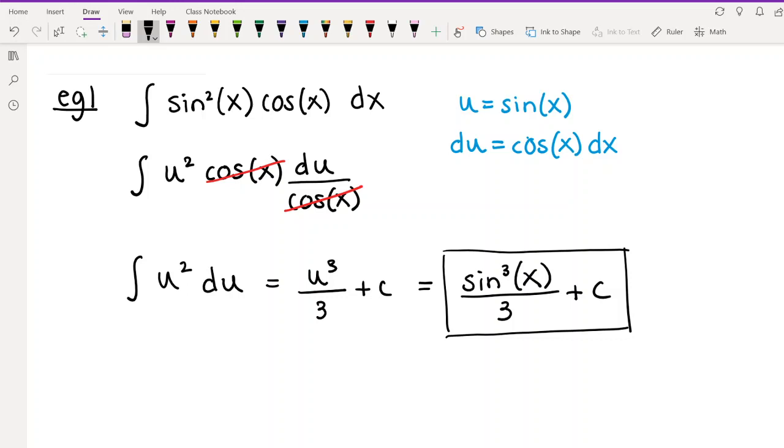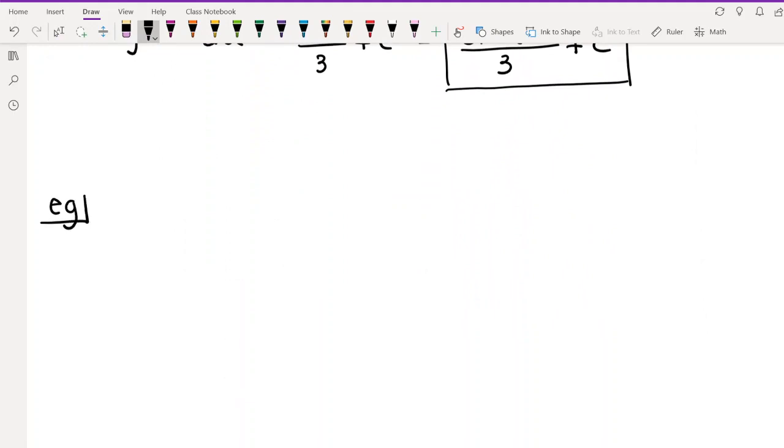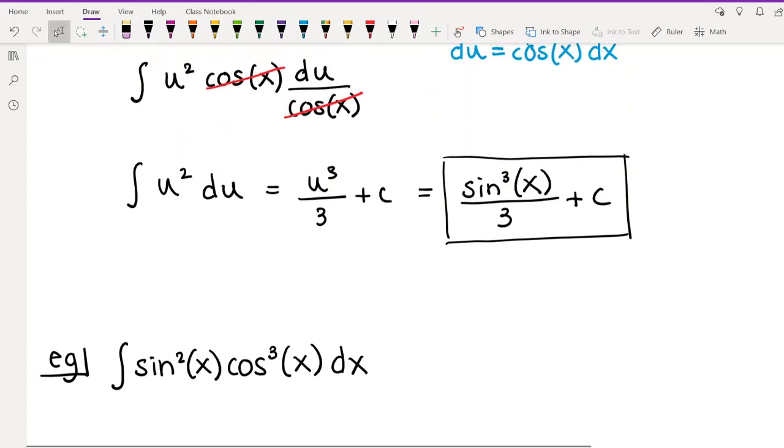So now I'm just going to make one small change to this integral, and we'll see how that is going to force us to do something a little bit different. So let's say now that we're going to be trying to evaluate the integral of, so it's still sine squared of x, but now let's multiply that with cosine cubed of x. So if we try to just do the same substitution as before, we're not going to be able to quite finish off the integral, because basically we'll still be able to cancel out one cosine, but we would be left with cosine squared.